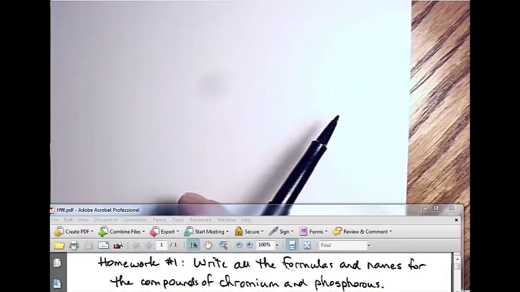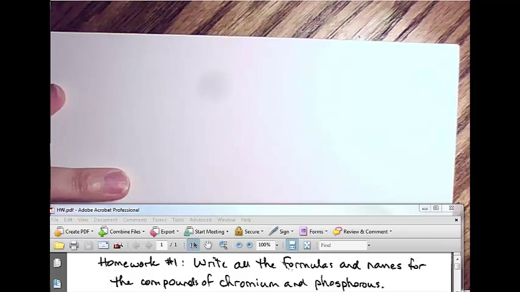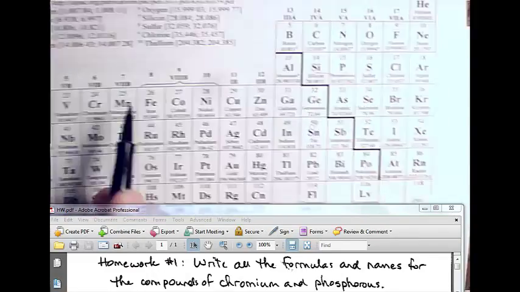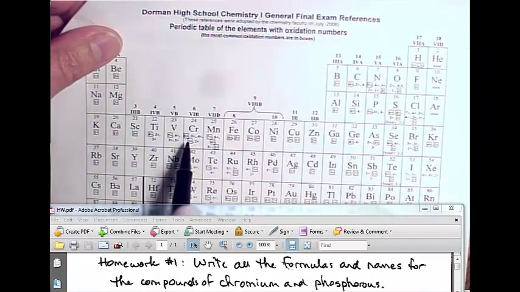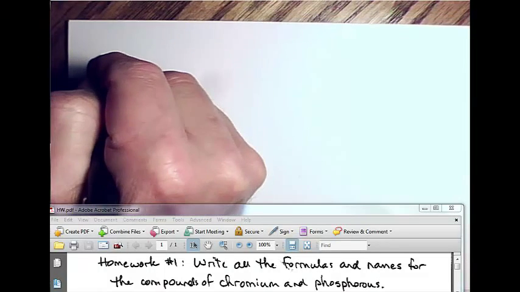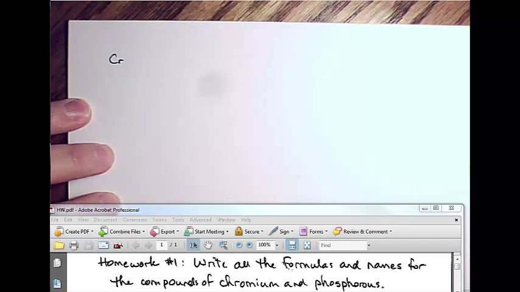Okay, so what's at the bottom of this page is homework number 1 that I gave you yesterday. We're writing all the formulas and names for compounds of chromium and phosphorus. If you look on your periodic table, the large main periodic table, chromium is right here. If you go to the periodic table that has oxidation numbers, you'll see that chromium has 5 different oxidation numbers, 5 different charge numbers. So we're going to list all 5 of those: 6, 5, 4, 3, 2.